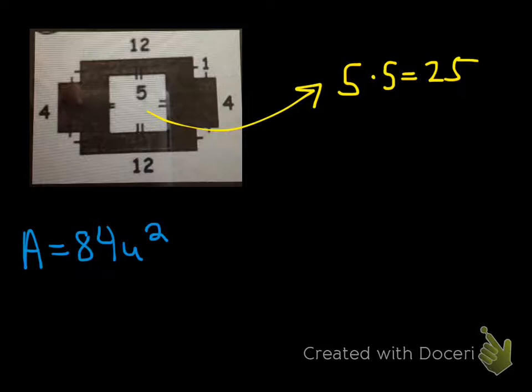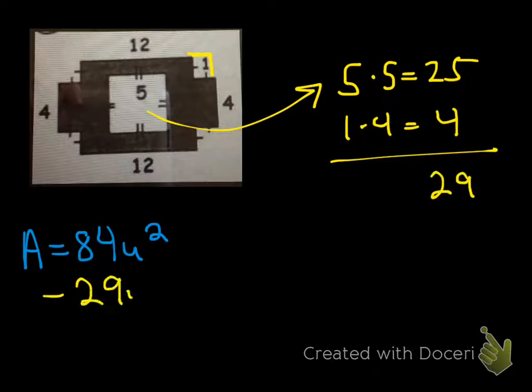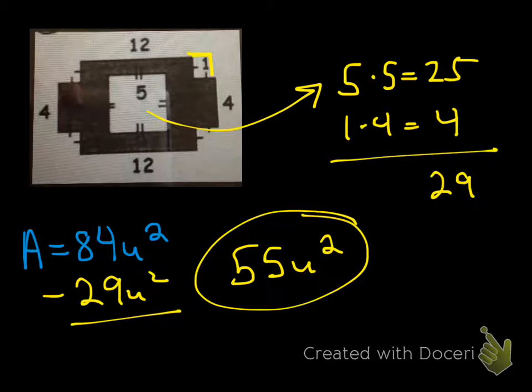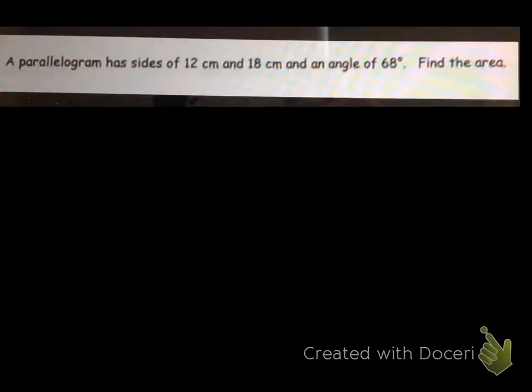Okay, and then each one of these right here is a 1 by 1 square. So each one is worth 1. So 1 times 4 is 4. So when I add up my unshaded areas, that's 29. So I'm going to subtract 29 units squared from this, and I get 55 units squared. Okay, that one's fairly simple. Just make sure that you don't overthink it too much.